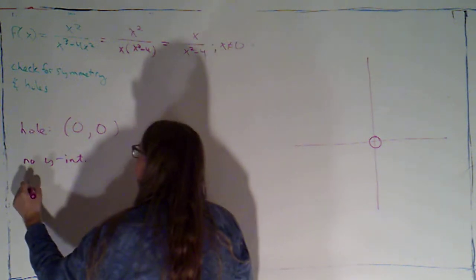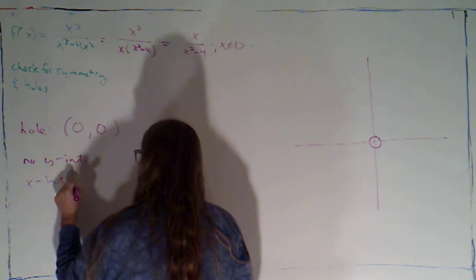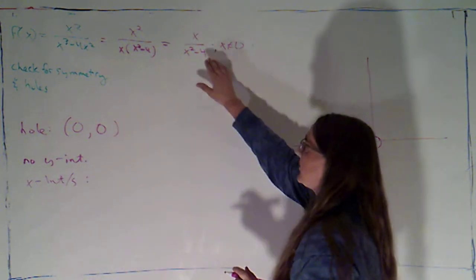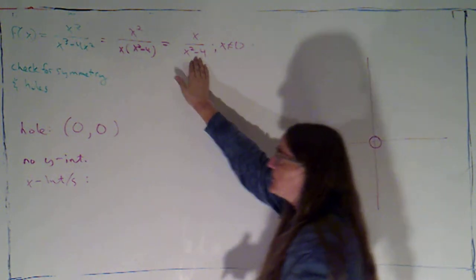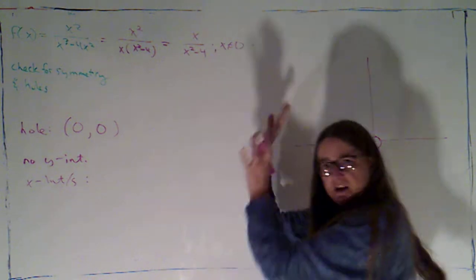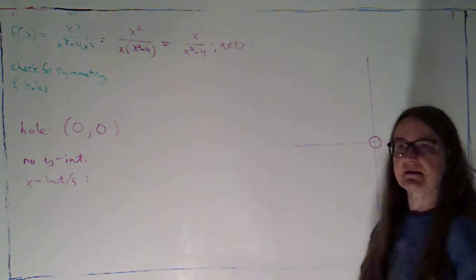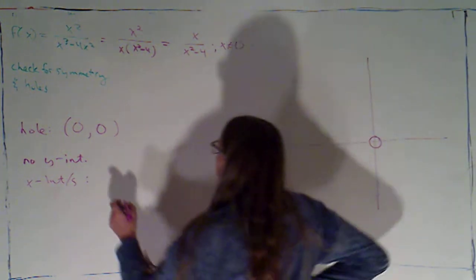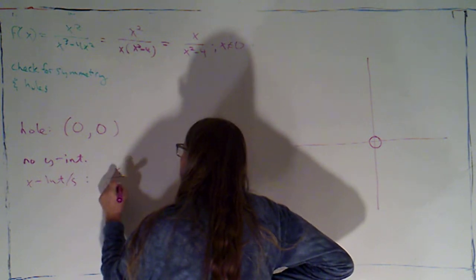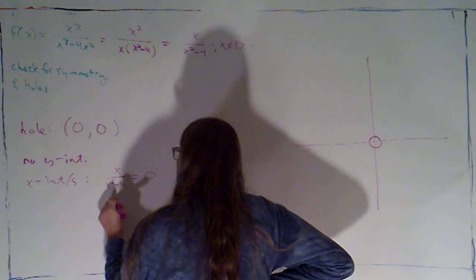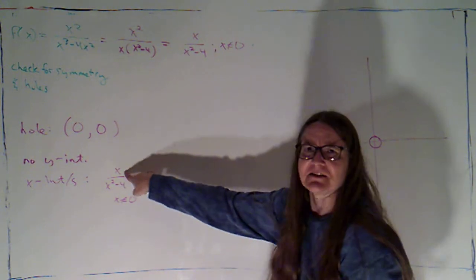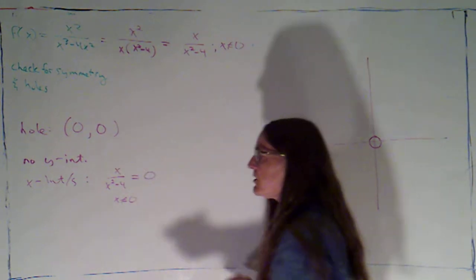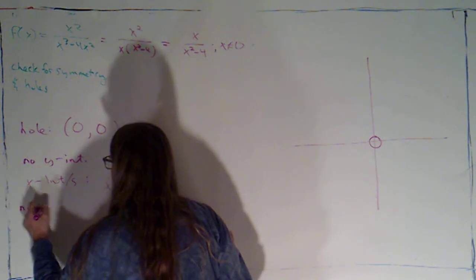If I check for any x-intercepts, I would set the function equal to 0. And I can now work with this version of the formula rather than this one, as long as I just keep making that mental note that x isn't 0. Okay. So, x over x squared minus 4 would equal 0 with the restriction that x isn't 0. Well, the only way to make that true would be to make x 0, which we can't do. So there is no x-intercept either.